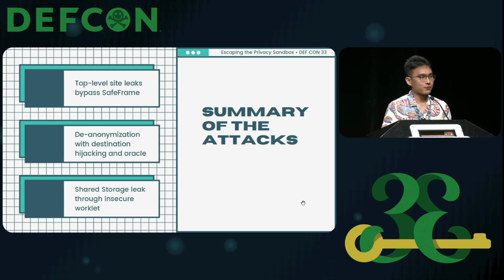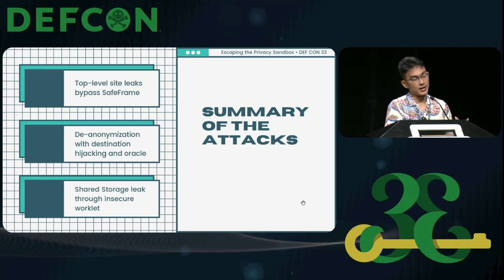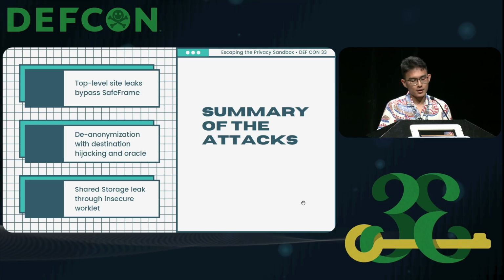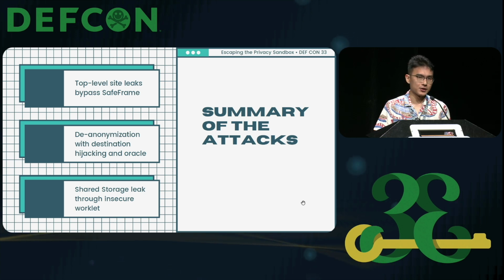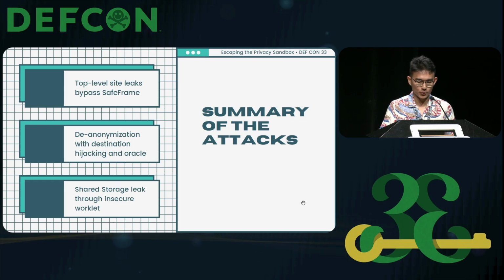So just a brief summary of some of these attacks that I've gone through. There are still more, I think, that you can probably find. The first is the ability to leak the top-level site of someone who has viewed an ad, to bypass certain legacy implementations such as SafeFrame. The second is de-anonymization with destination hijacking, to understand whether someone has visited a particular website in the past as a complete third party. And the last is to leak shared storage values that are meant to be completely private, but are now available through insecure worklet code.